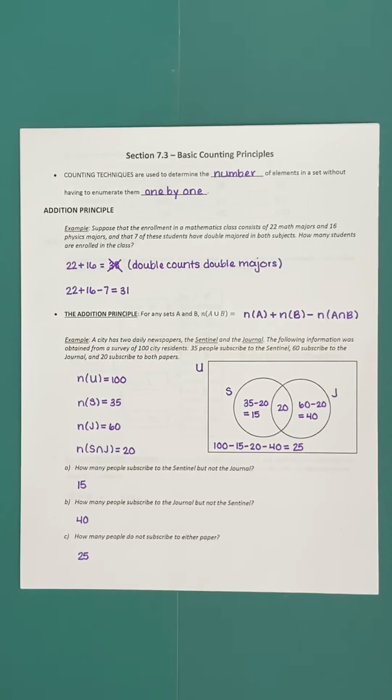So the addition principle would tell us that if we wanted to determine how many subscribers there are across the city, we can't just count 35 plus 60. We have to subtract that 20 to make sure that it's not double counted. So that's essentially the gist of the addition principle.